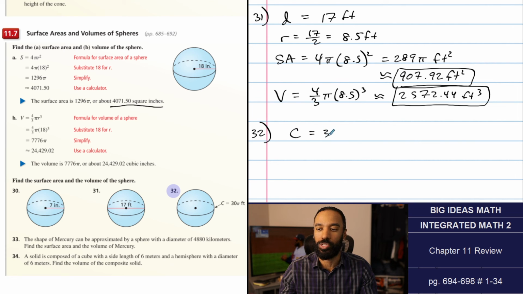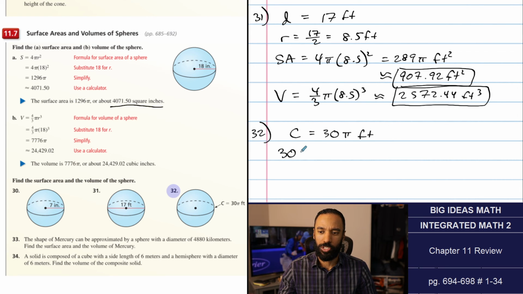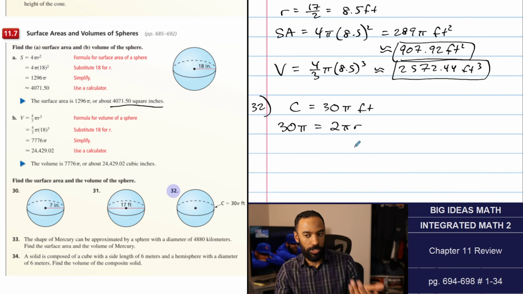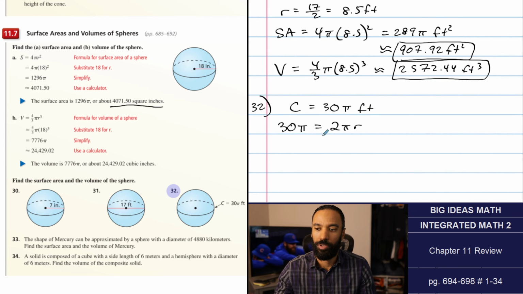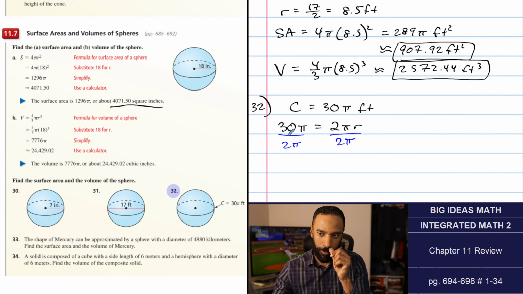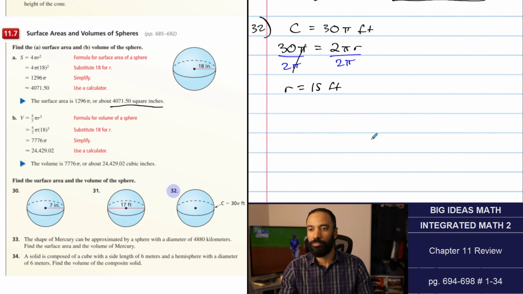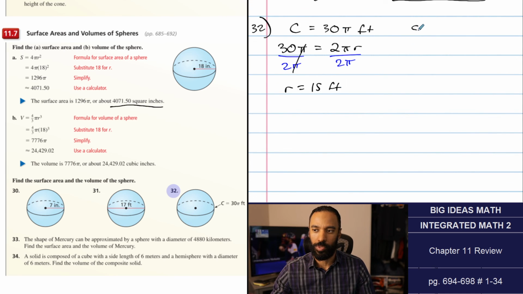All right. Circumference. Okay, so circumference is 30 pi feet. Now we want to find the radius. Same thing. Circumference is 2 pi times your radius, so 2 pi r. To find the radius, you divide by 2 pi. The pi's cancel and 30 over 2 is 15. So your radius is 15 feet. So let's go to the formulas as we saw before.